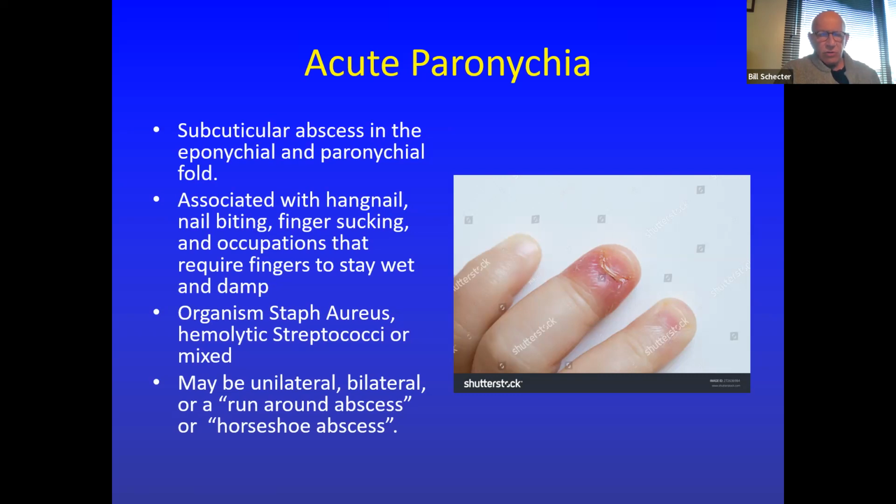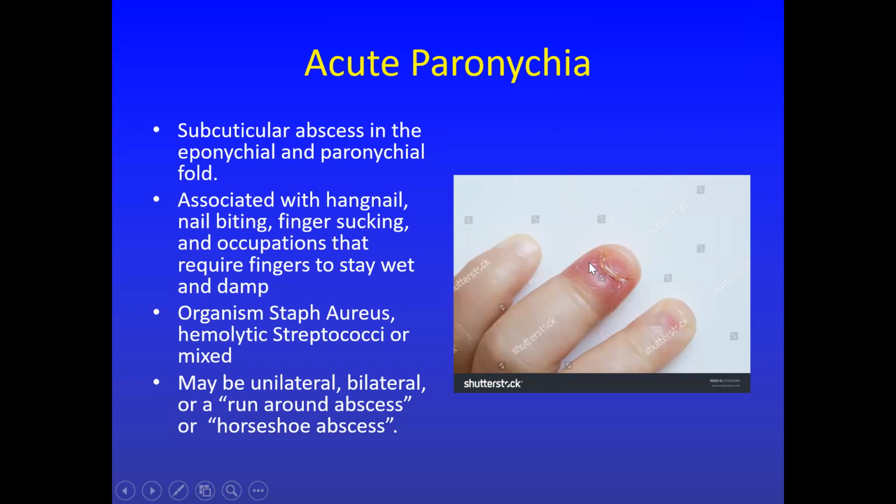Now, the organisms are going to, of course, vary depending on where you are and what your local flora and fauna are in terms of the bacteria. But where I work, the most common organisms are Staph aureus and hemolytic strep. The paronychia may be unilateral, on one side of the finger. It may be bilateral, and sometimes there's a horseshoe abscess that goes right around the eponychium on both sides.